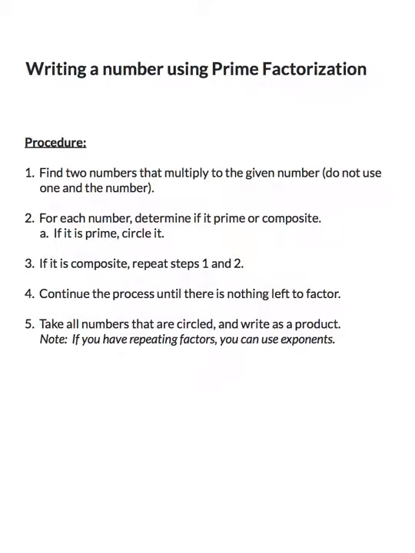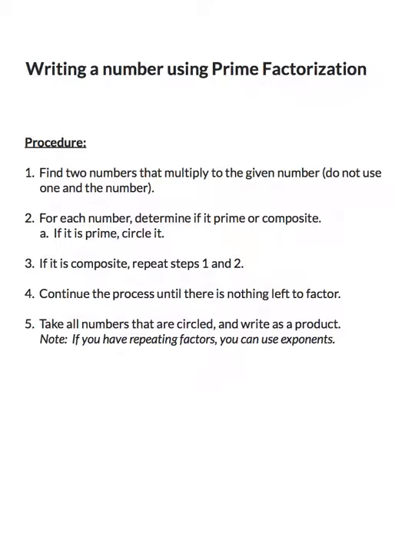So as I mentioned, there's going to be two things that we talk about when we talk about factors. We've already looked at the first one, which is listing out all of the factors. And now the second one that we're going to talk about is prime factorization. Prime factorization, recall, is writing a number as a product of primes or multiplication of primes. So to do prime factorization, the first thing that we want to do is find two numbers, any two numbers that multiply to the given number. Do not use one and the number.